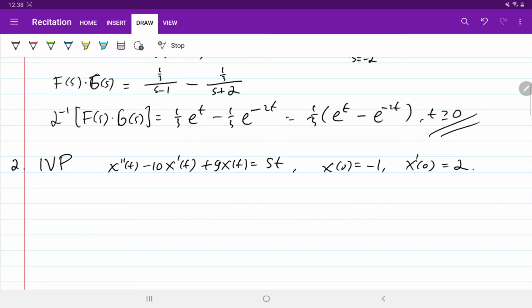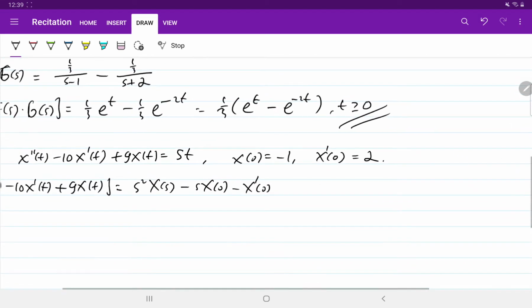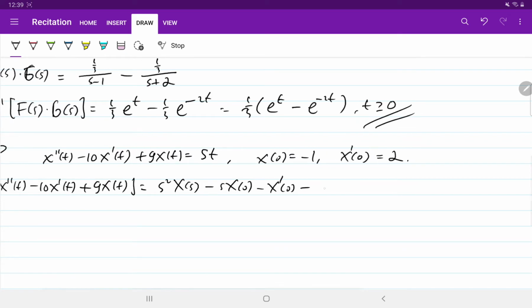So let's use Laplace transform. So Laplace it, we get what? We take the Laplace of x''(t) - 10x'(t) + 9x(t). This is s^2 X(s) - s x(0) - x'(0), and then minus 10 (s X(s) - x(0)) plus 9 X(s).